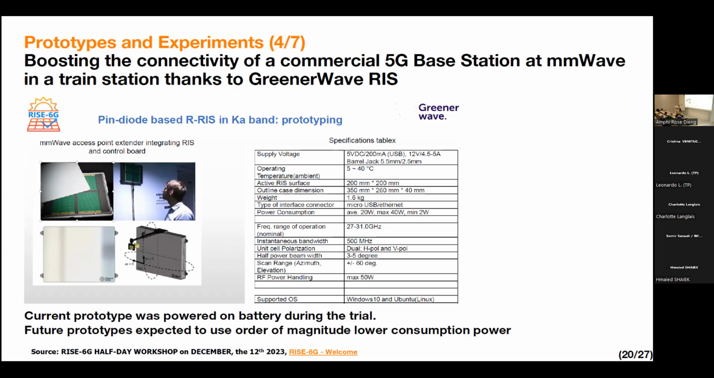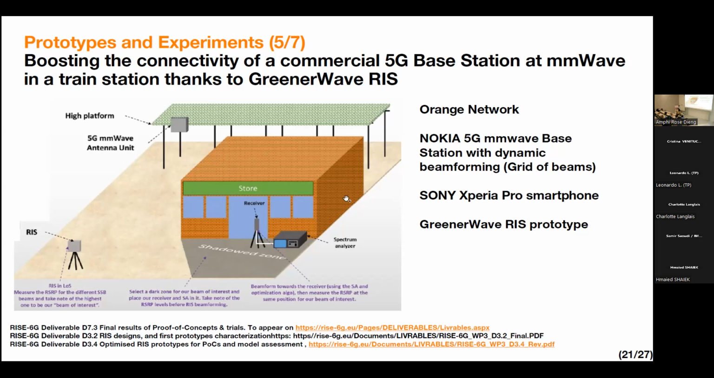And so this is the setup. We are not allowed to show photos of the train station because it's a public area. So you believe us, there is a store here and the RIS is here and the base station is here and it's 20, 30 meters away. And there is a blocking. It's millimeter wave, there is a blocking, and the goal is to redirect 5G beams toward the smartphone. So it's a commercial 5G base station and commercial smartphone.